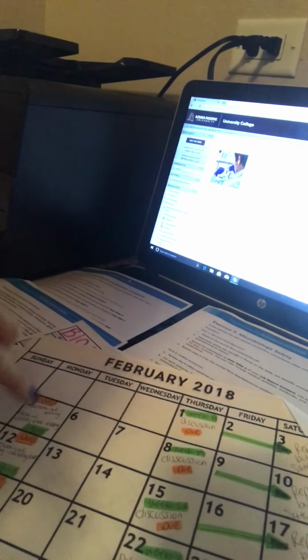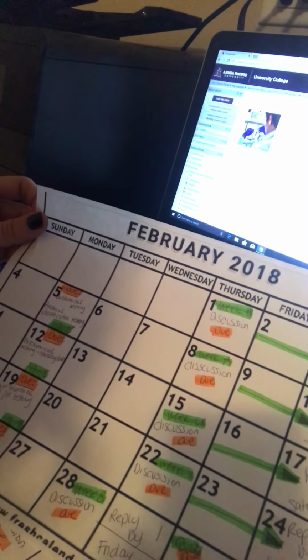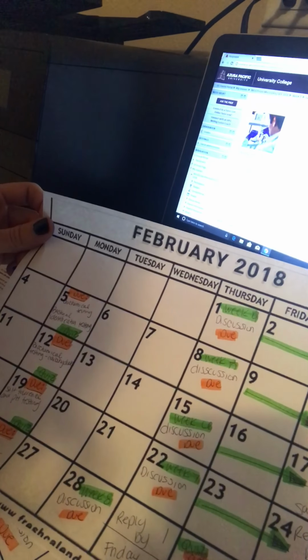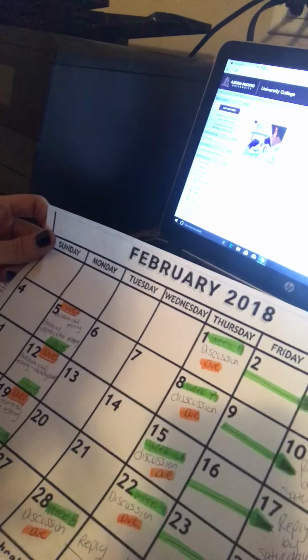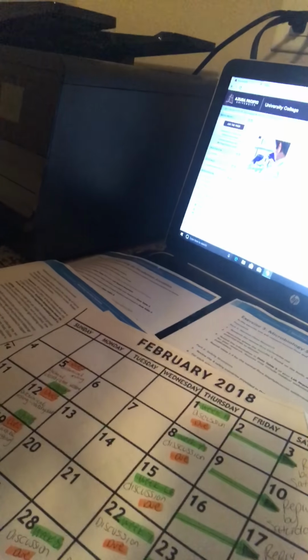I just wrote down each assignment and when everything was due, and then of course the last week everything would be due by Friday: the quiz, the discussion, and all the other assignments. So that's what I did for my calendar. It's nice that I have this, that I can keep it handy and refer back to it if I need to.